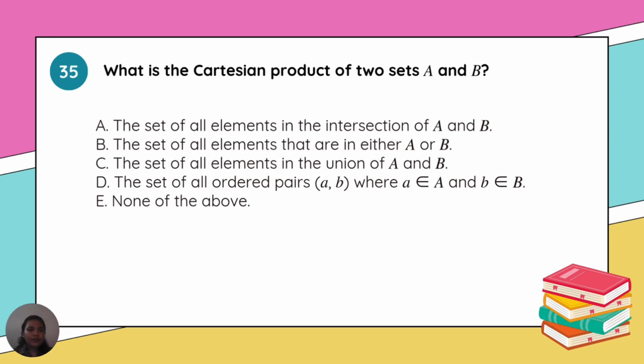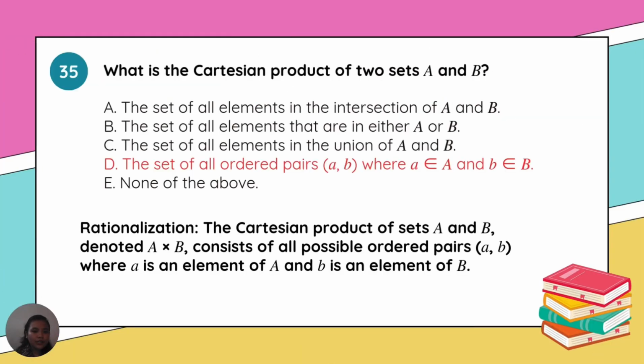Letter A. The set of all elements in the intersection of A and B. Letter B. The set of all elements that are in either A or B. Letter C. The set of all elements in the union of A and B. Letter D. The set of all ordered pairs (a, b), where a is an element of A and b is an element of B, and E, none of the above. So what do you think is the answer? So the answer is letter D.